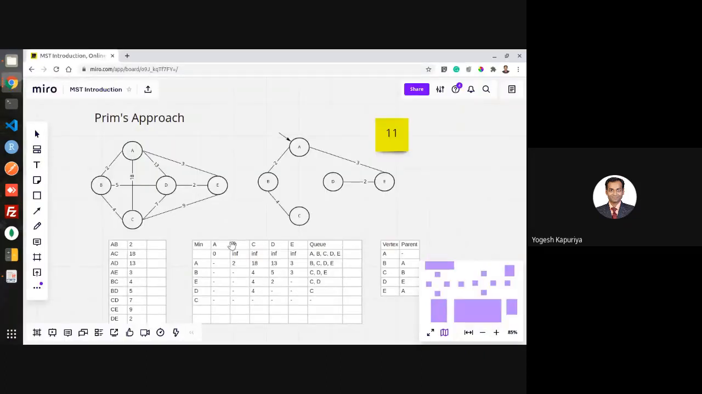Next is single pair shortest path. Single pair shortest path means you have been given a pair of vertices. Instead of a single vertex, you have been given two vertices. So let us say you have been given A and C. Now the objective is to find the shortest path between A and C.